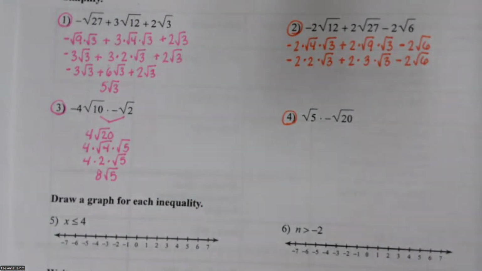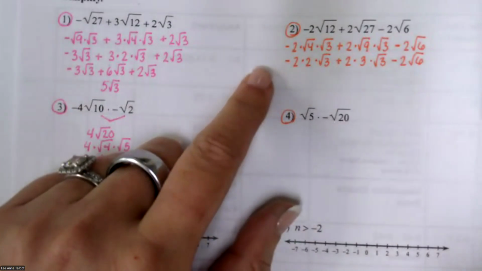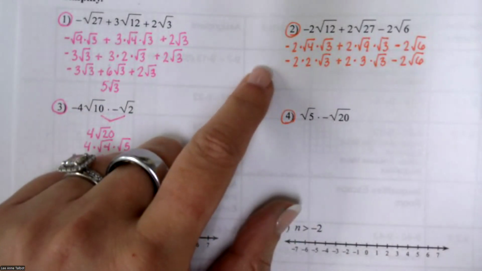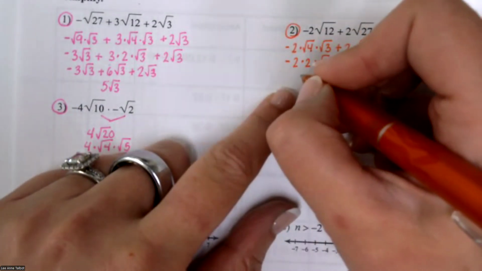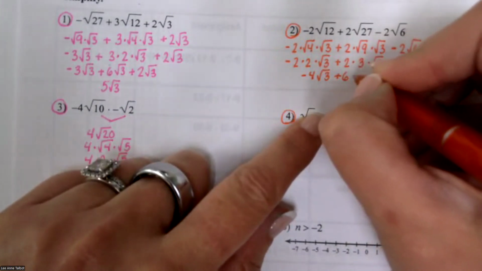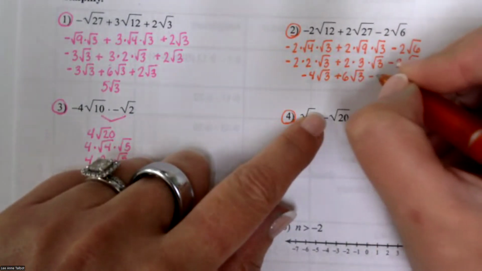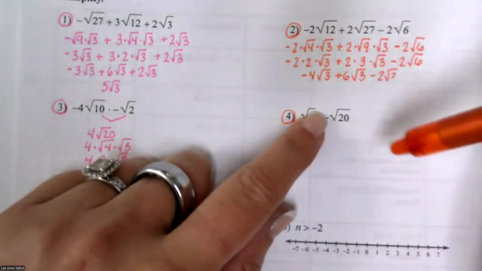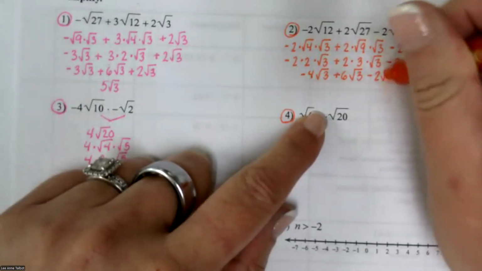Yes, honey. Yes. Okay. You're just ahead of me. So -4 square root 3 plus 6 square root 3 minus 2 square root 6. Gotta catch up to Landon.